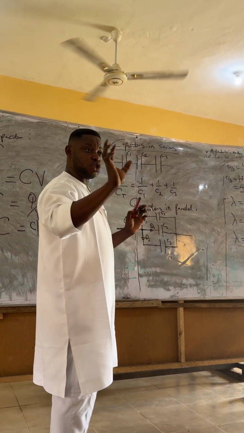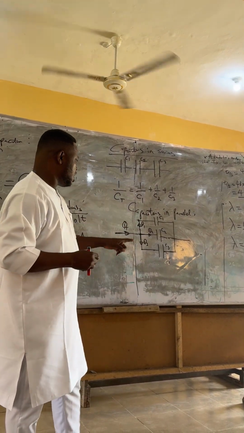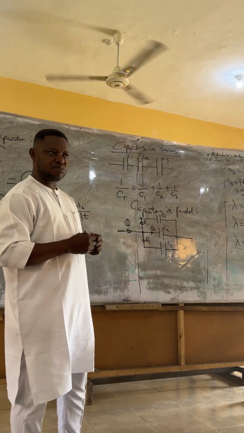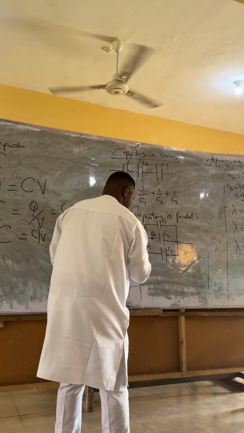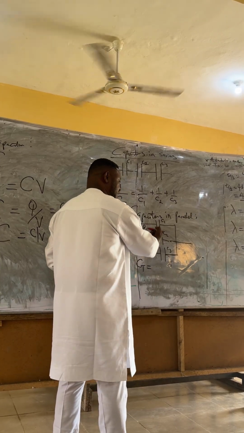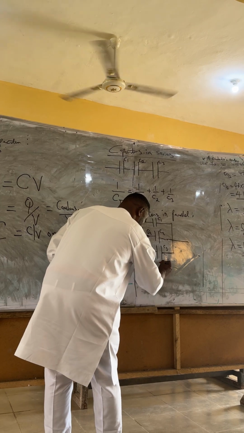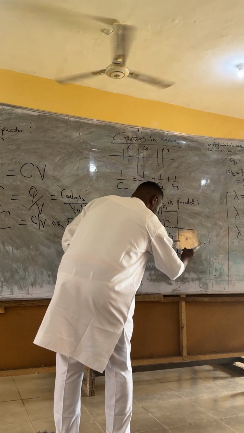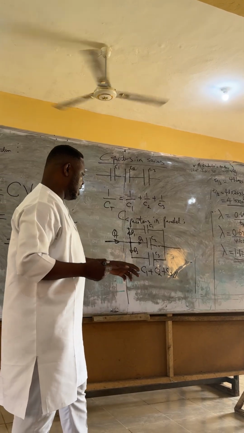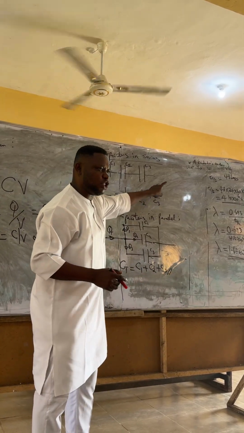So one thing you should just note, all those things are not too necessary for now. What you need to know is, when they are in series, how do you find the equivalent? Whenever they are in parallel, you know what? You add them up. C total will be C1 plus C2 plus C3. That's how you solve when they are in parallel. In parallel, you add. In series, you take the reciprocal.